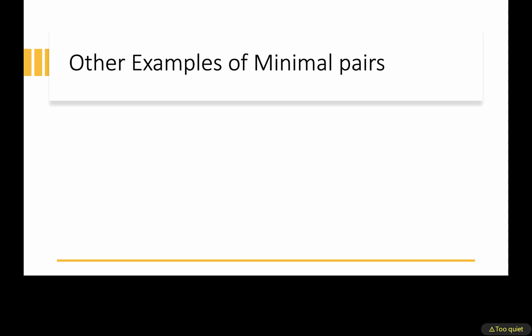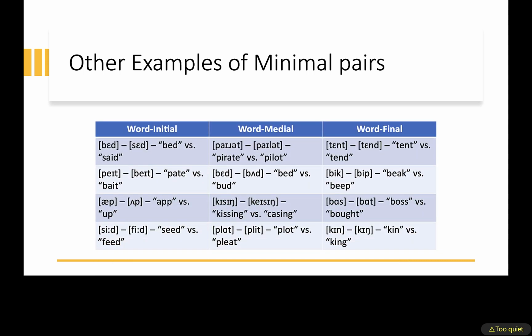The contrasting sound in minimal pairs does not have to be at the beginning. It can be, like in pairs bed and said, paid and bait, up and cup, seed or feed. But it can also be in the middle, as in pirate and pilot, bed and bud, kissing and casing, plot or pleat. Or it can be at the end, as in the words tent and tend, beak and beep, boss and bought, or kin and king.